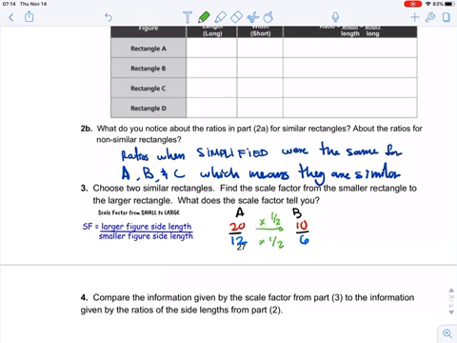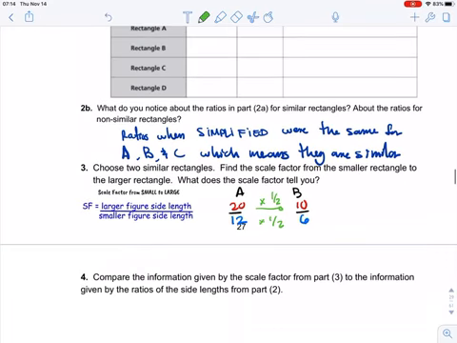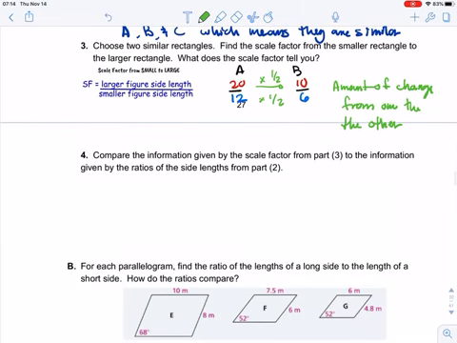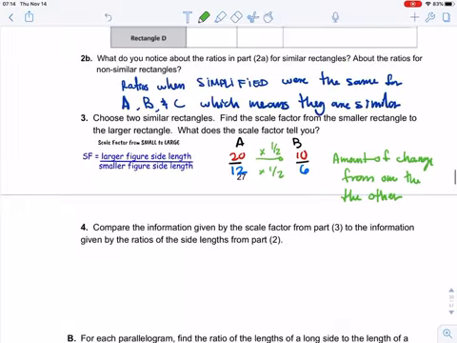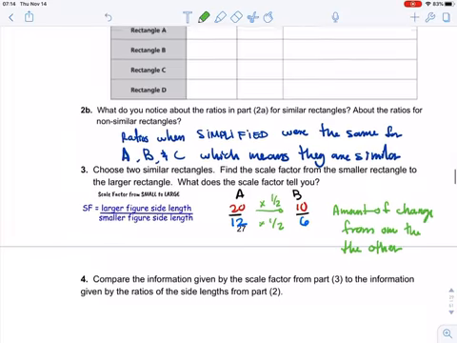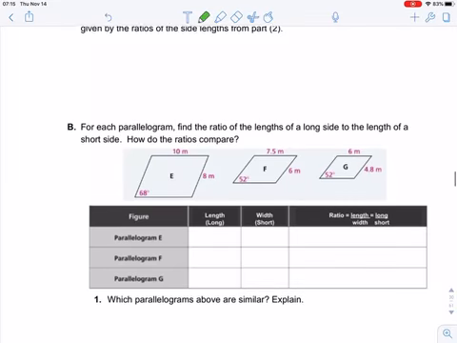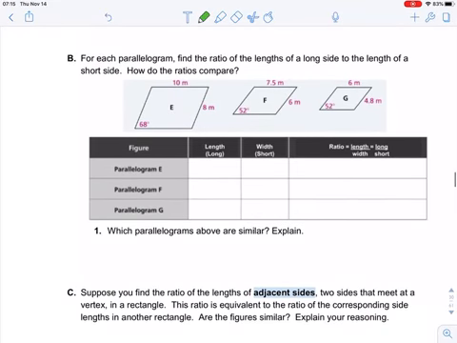Okay, what does a scale factor tell you? It tells you the amount of change from one to the other. Okay, compare the given information by the scale factor in part 3 to the information given by the ratio of side lengths. They should be the same, but that's actually not very important information. We're going to skip that one.